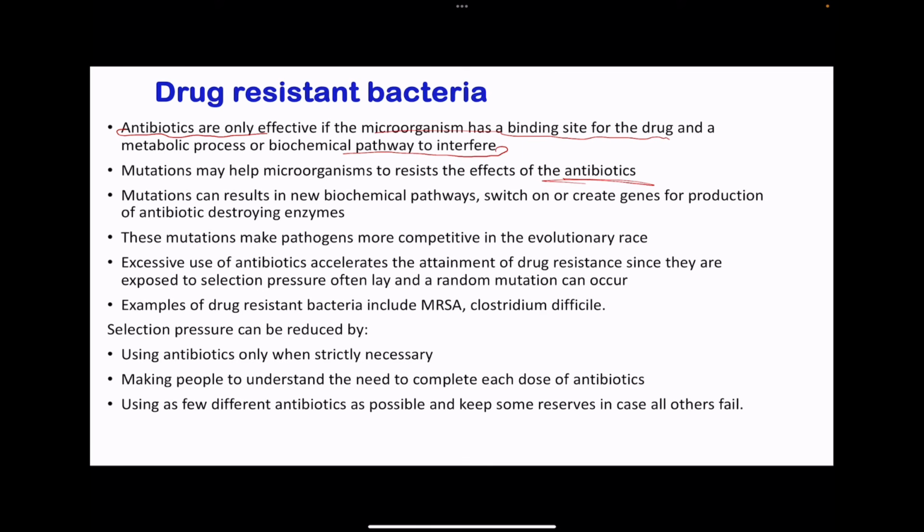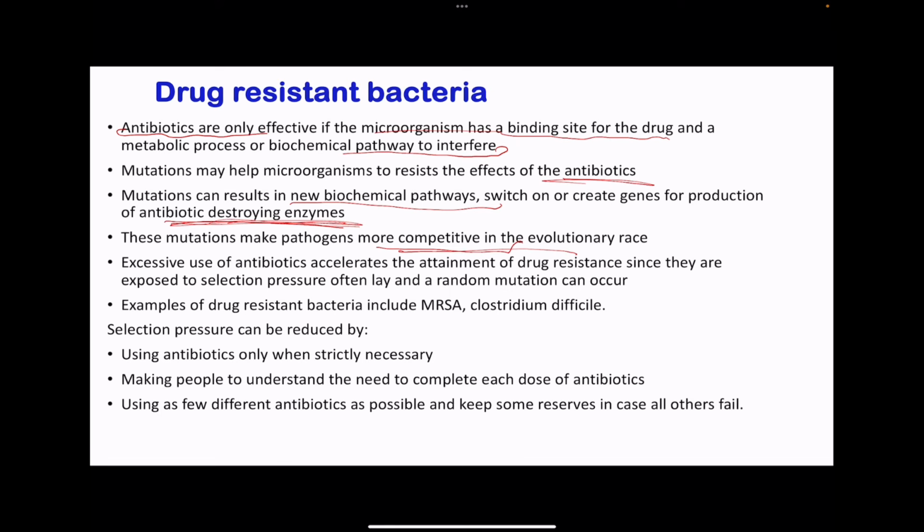Some mutations can result in new biochemical pathways, and these may not be interfered with by the antibiotic, and that means the pathogens will not be destroyed by the antibiotics. Sometimes these mutations can lead to different genes, and these genes could produce enzymes that can destroy the antibiotics, and that means they will not be effective. So there is a race between the pathogens and the scientists.